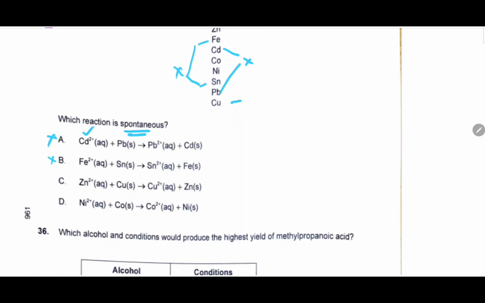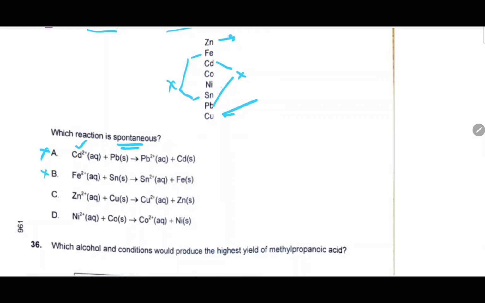Fe2 plus Sn. Fe is more reactive than tin, so again the reaction cannot take place. Answer B is also wrong. Zn2 plus Cu gives you Cu2 plus Zn. Again copper is less reactive than zinc. Therefore this reaction again cannot take place.